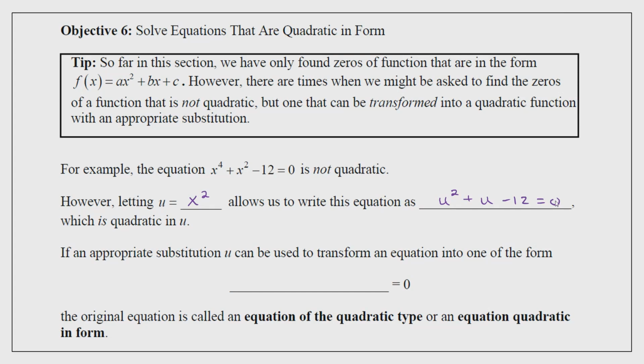If an appropriate substitution u can be used to transform an equation into one of the form au squared plus bu plus c equals 0, where a does not equal 0, the original equation is called an equation of the quadratic type, or an equation quadratic in form. All right.